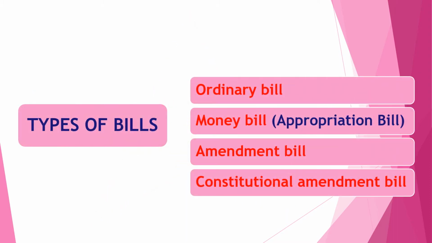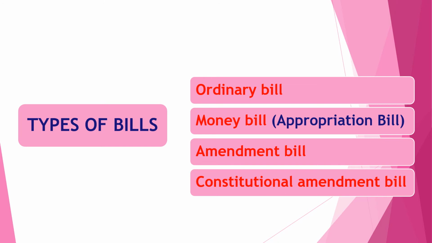So we are now on the last leg of our last focus area for today's video. And here we are going to discuss the types of bills. You already know what an ordinary bill is because we've been discussing that throughout. An ordinary bill is practically a proposal for a new law. You also already know that an amendment bill is a proposal for changes to be made to an existing law. So we're going to focus now on the money bill and the constitutional amendment bill.